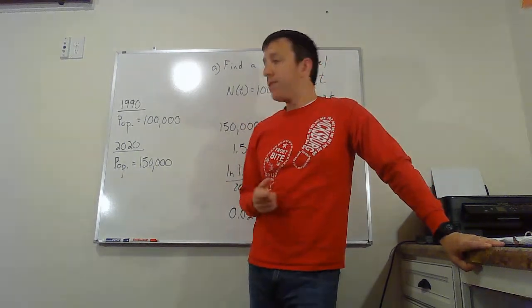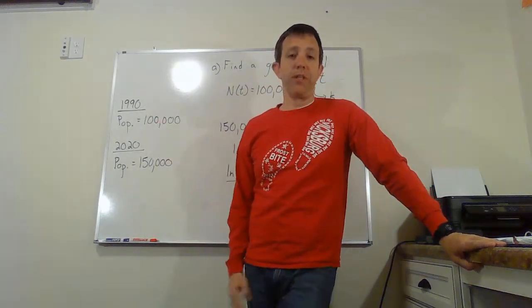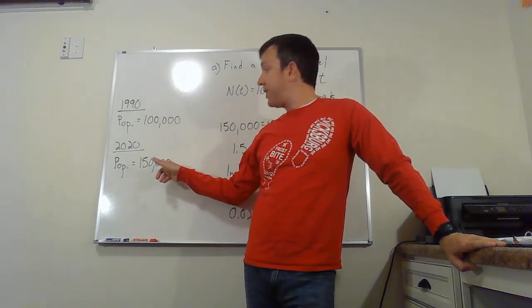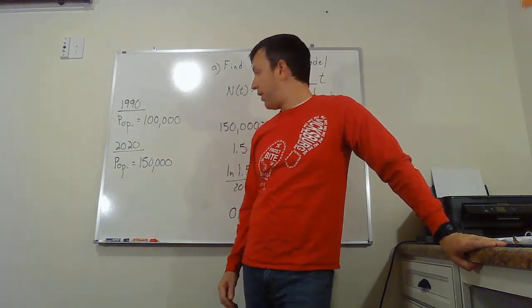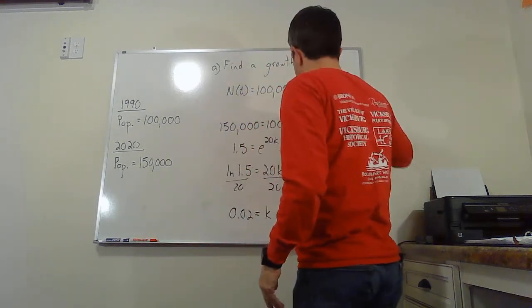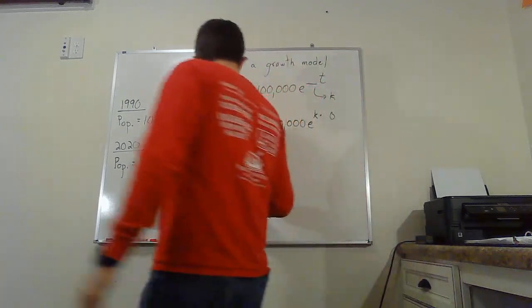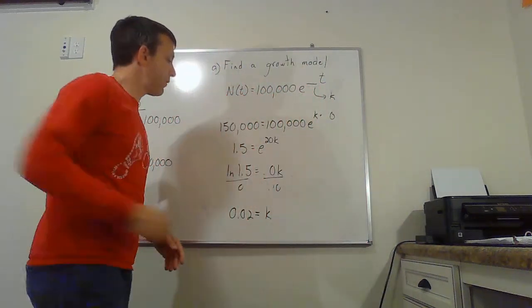Here's our first example. We have a city. In 1990, its population was 100,000 people, and by 2020, its population was 150,000 people. We need to find our model, but first I have to make a correction over here.